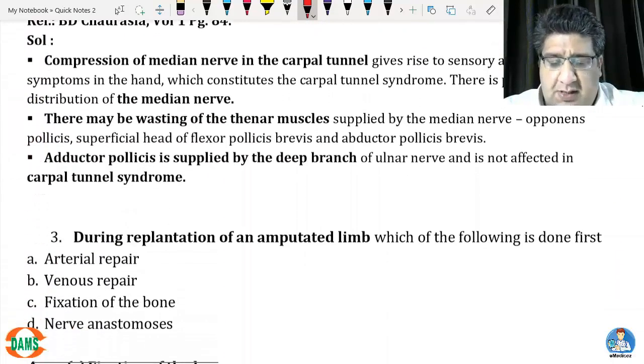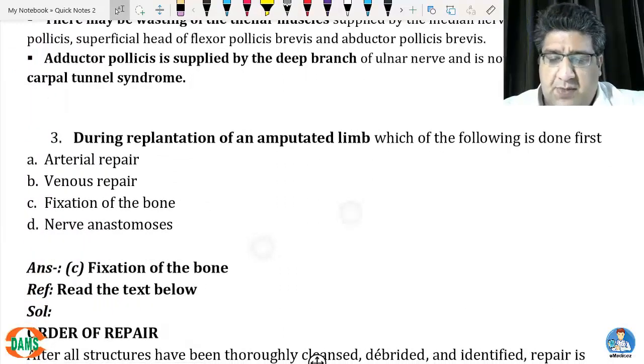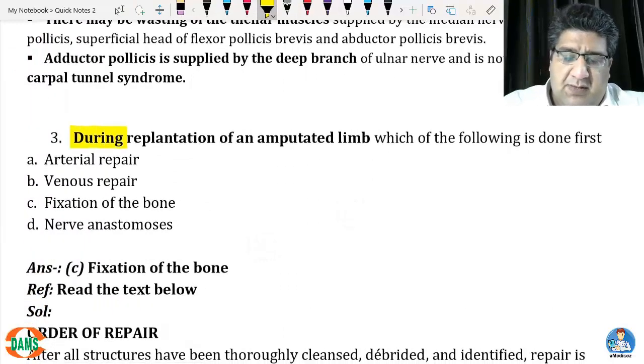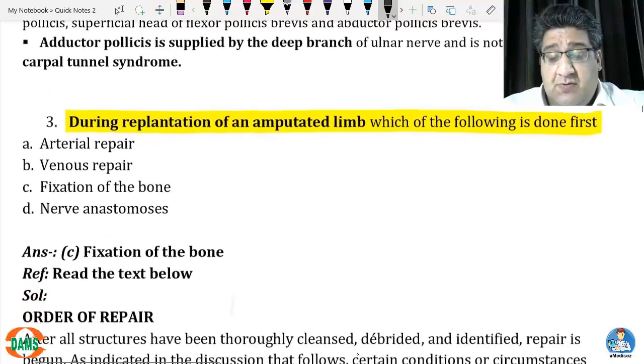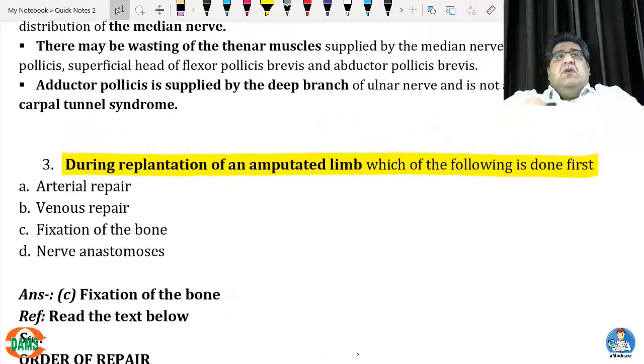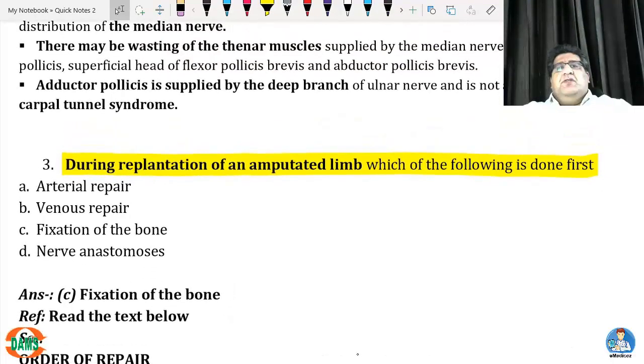Let's talk about question number 3. Question number 3 says, during reimplantation of an amputated limb, which of the following is done first? Interesting question. Guys, you have to understand one very basic thing: whenever you have a chopped off limb or a chopped off digit, and we try to reimplant that digit, we follow a particular sequence. And what I can do for you is give you the complete sequence in the form of a mnemonic so that it is easy for you to understand.